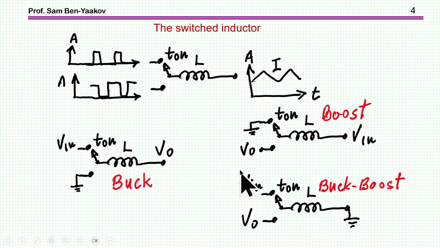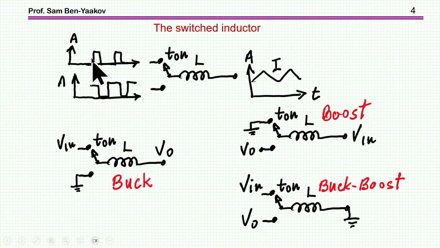Now, basically, all PWM converters are built around what I call a switched inductor. We have an inductor, and then we have two switches. It could be two switches or a switch plus a diode, which is also a switch. And the difference between the different topologies, buck, boost and buck-boost, is actually what is defined as input and output.